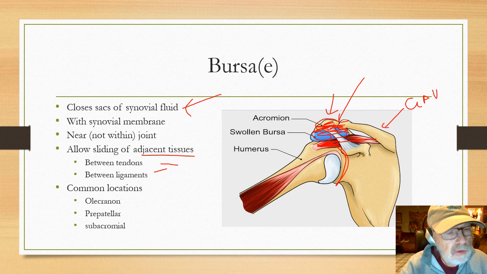It's like if you take two sticks and rub them together, eventually the sticks will become very smooth. You don't want that to happen to the muscle. So to protect it, they put these little sacs in there called bursa.